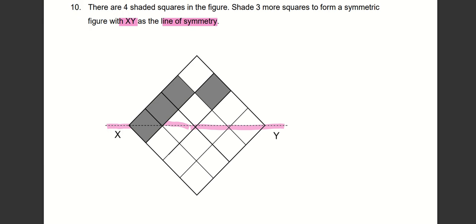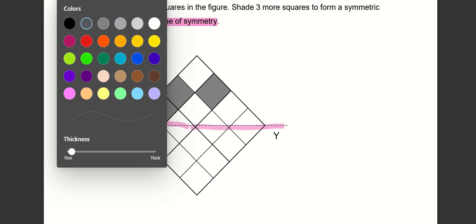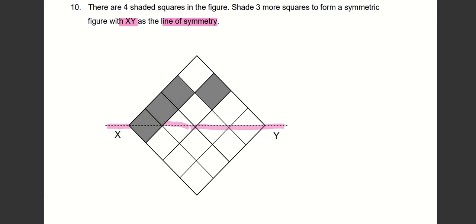Okay, so I'm going to use my gray pen here. So looking at this, I'm going to match this one with this one here. So I'm supposed to shade 3 more squares to make sure it's symmetric. So this is the first one that's matching with the one across, right? Okay, and to match this one here.